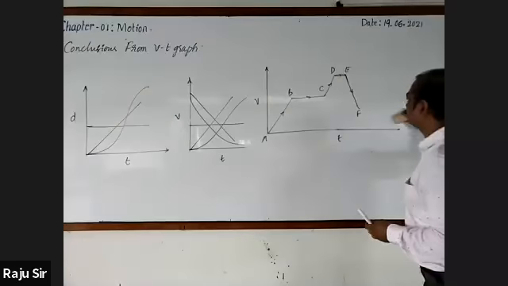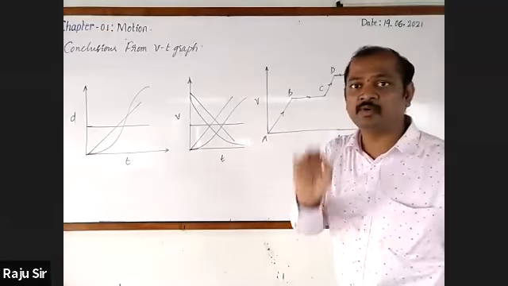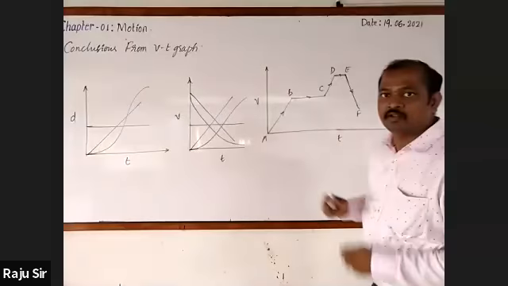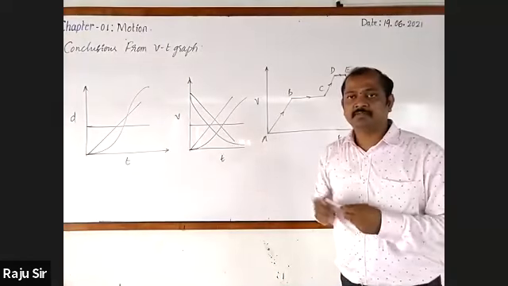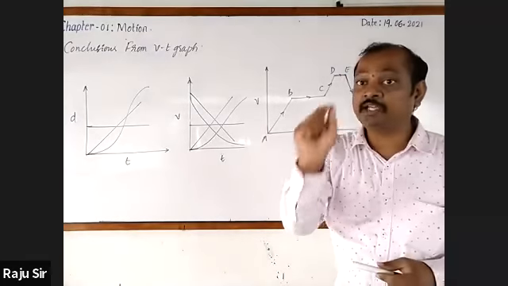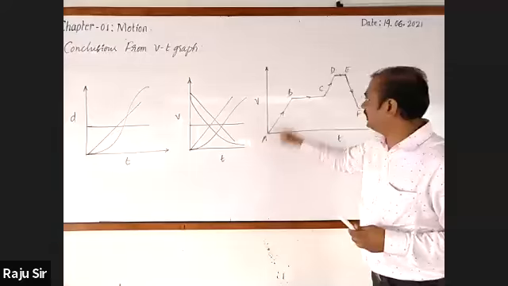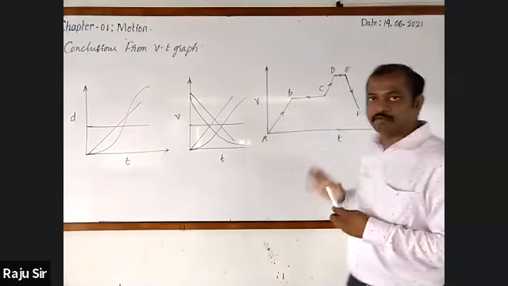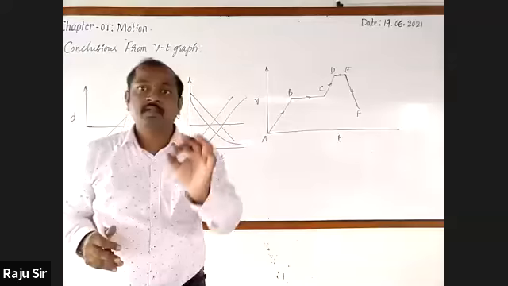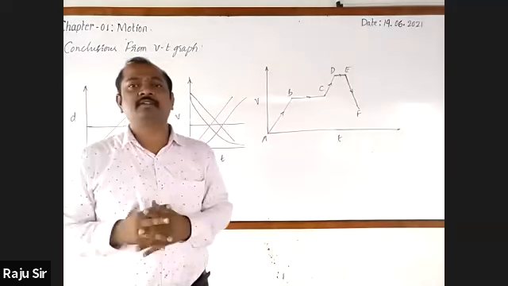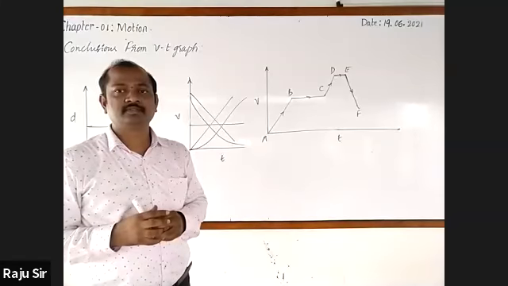Followed? Now I expect the answer from the girls' side only. Girls, my question is, could you tell at what points, see here, many points are there, A, B, C, D, E, and F, at what points the speed is constant? B, C, and D. C and D. B, C, D, E.